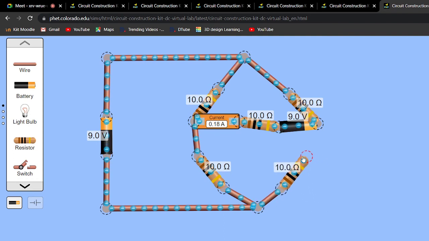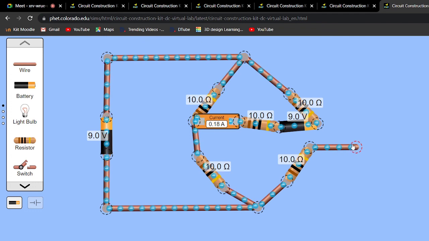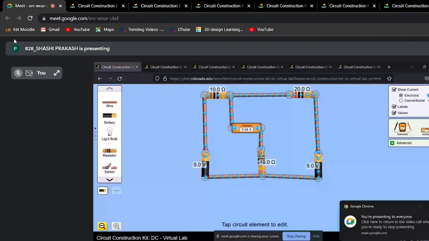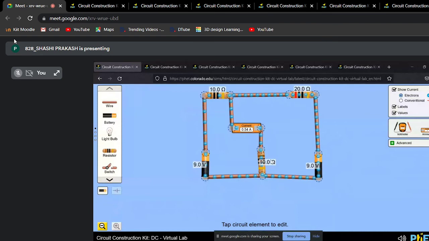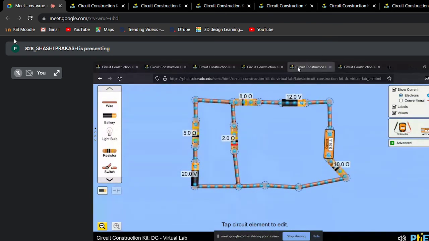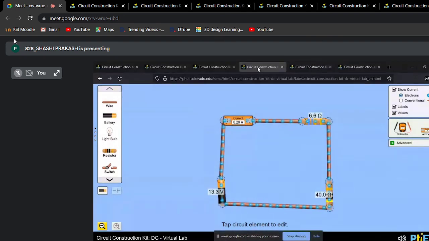You share your screen, Sasi Prakash. Yes, ma'am. Your circuit is not correct. You share again. Okay, here your current is 0.54. Show me the last circuit. Show me the last circuit. Thevenin. You see what you have taken?